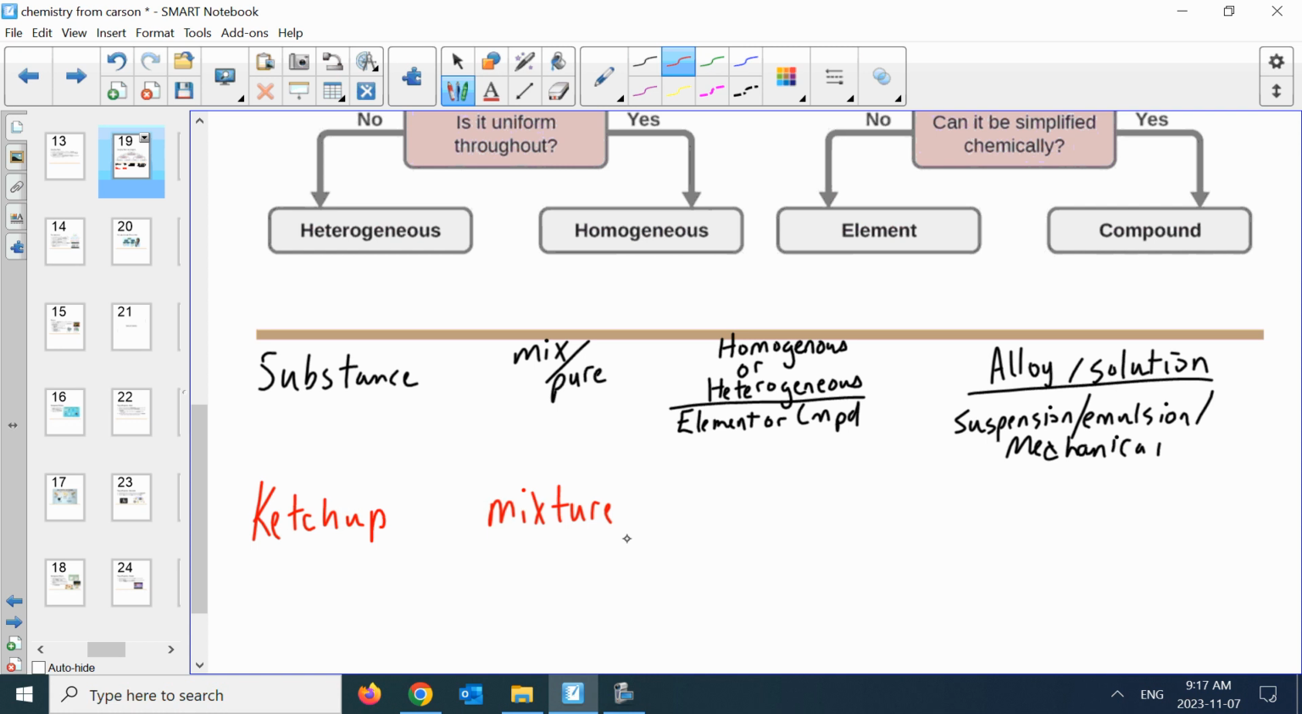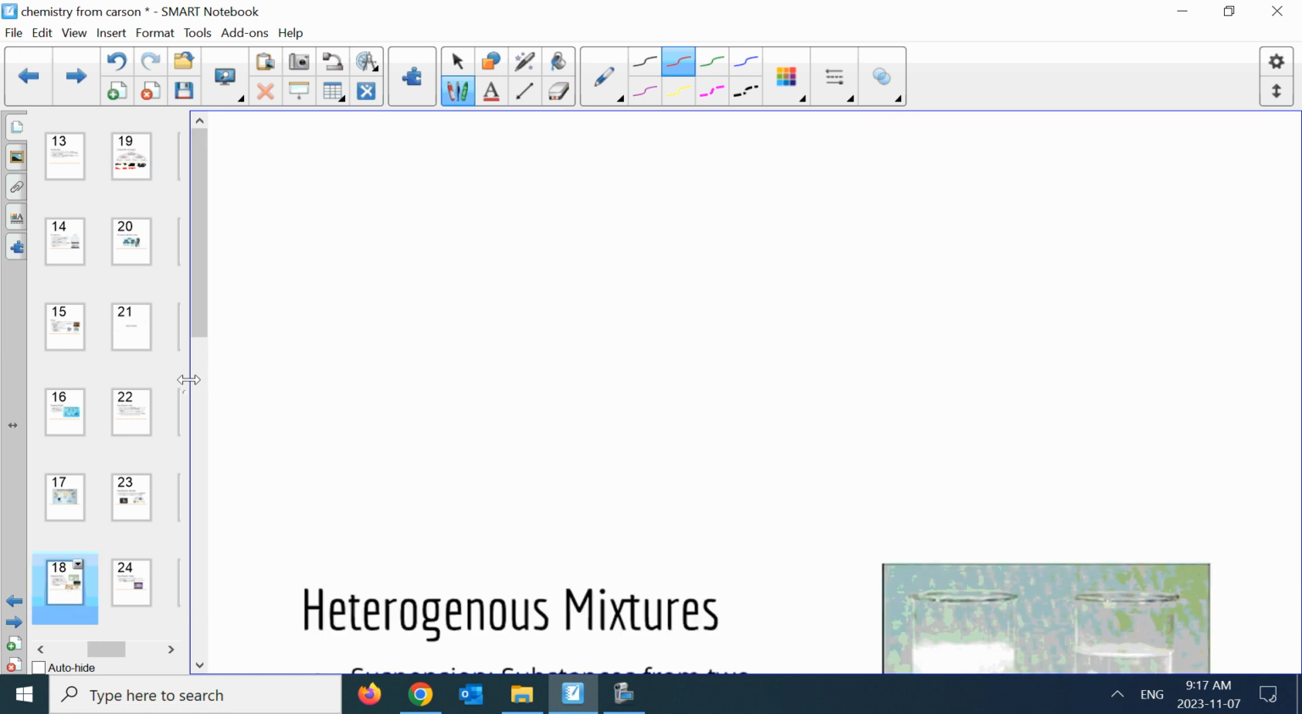Homogeneous would be if it looks like it's just no parts to it, right? But we think that this is a heterogeneous mixture. You can see sort of lumpy stuff if you look carefully. Within heterogeneous, what do we think? Because it's not an alloy or solution. Is it a suspension, emulsion, or mechanical mixture? We might need to flip back and just see something. So let's flip back and just see something here.